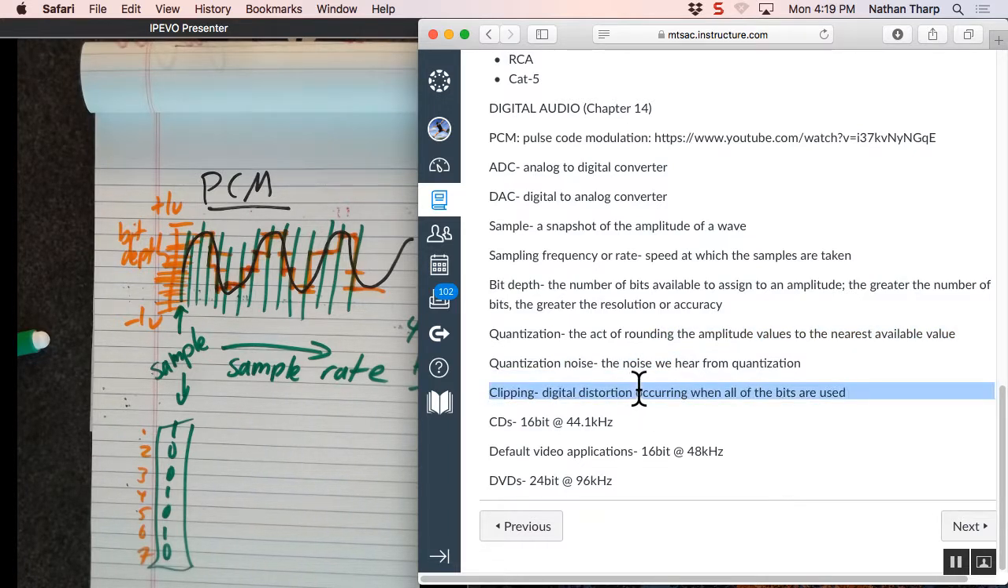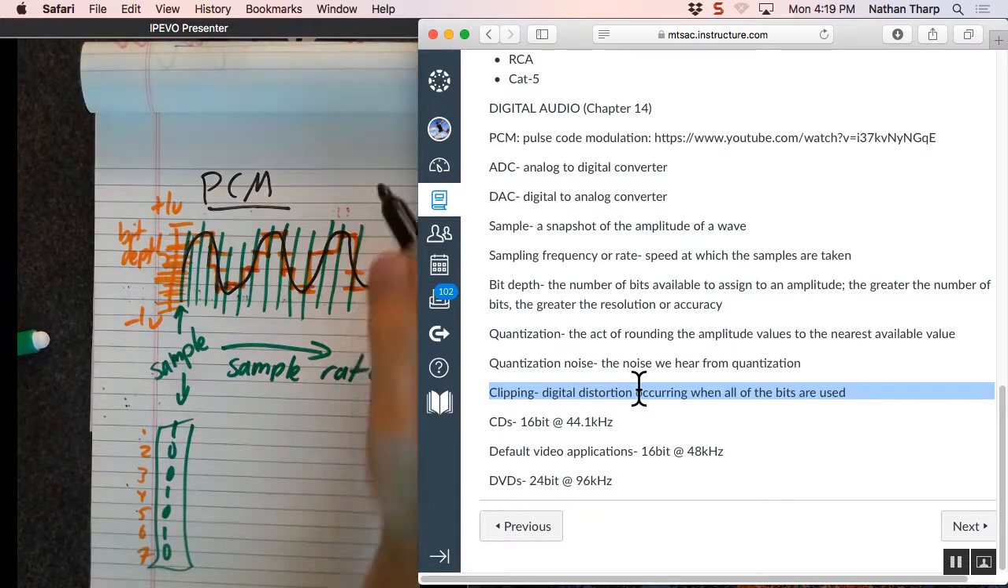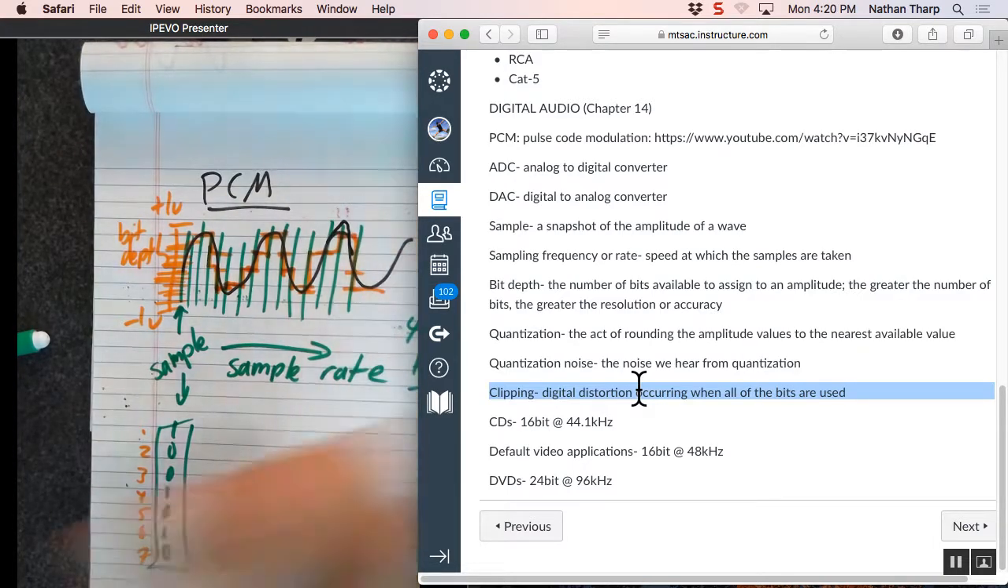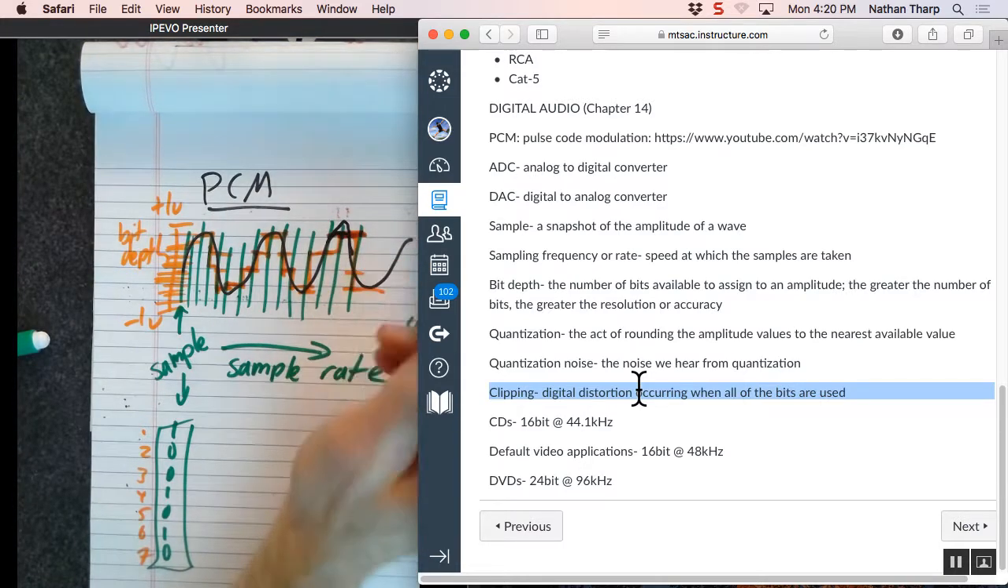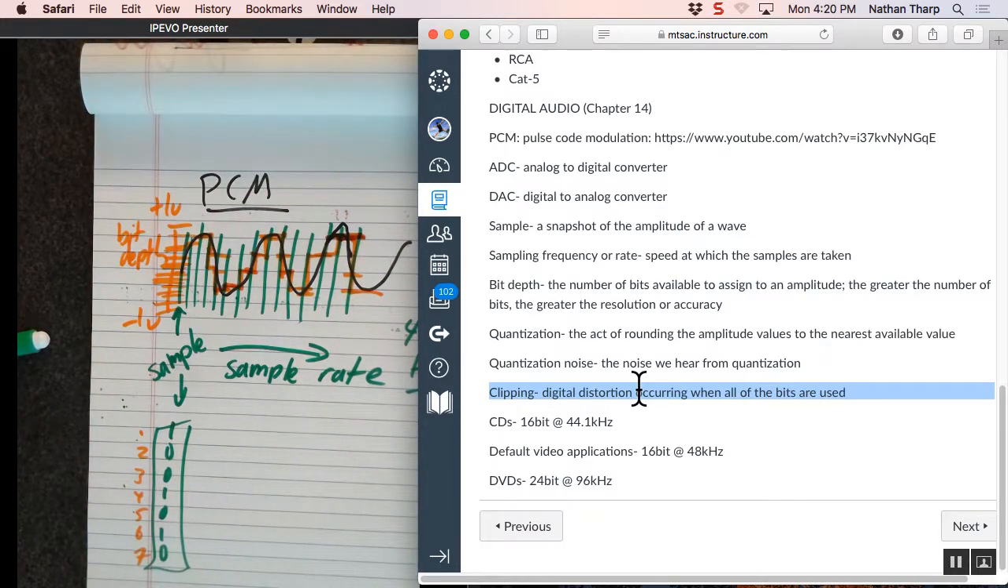If the signal gets too loud and we've used up all of our bits, let's say the waveform went way up here, like this. We don't have those bits available. We just hack it off right here. When we hack it off, it's called clipping, complete distortion.